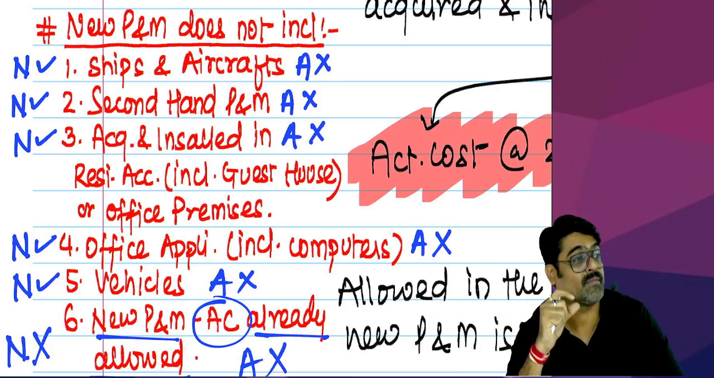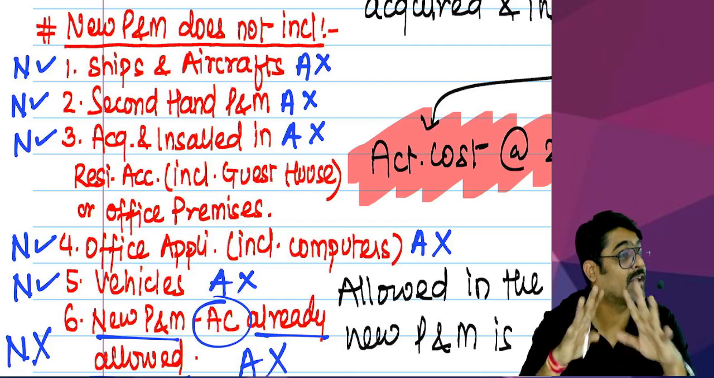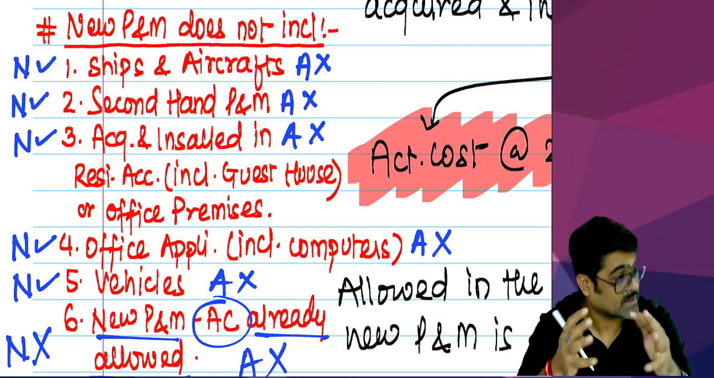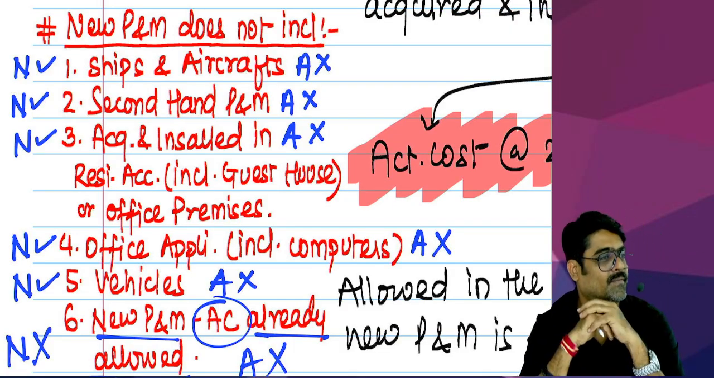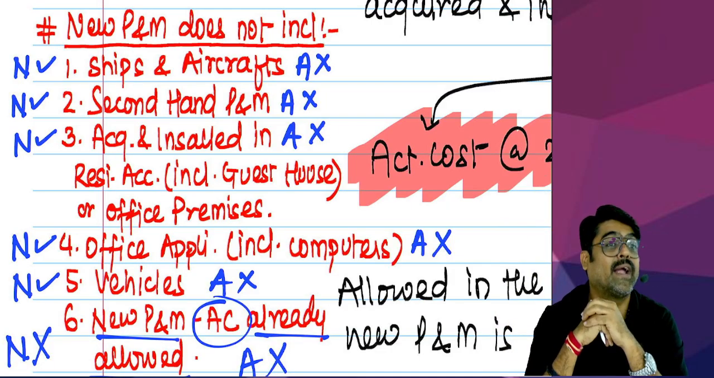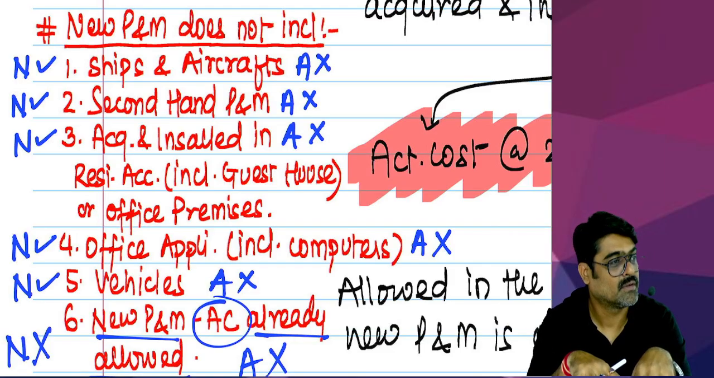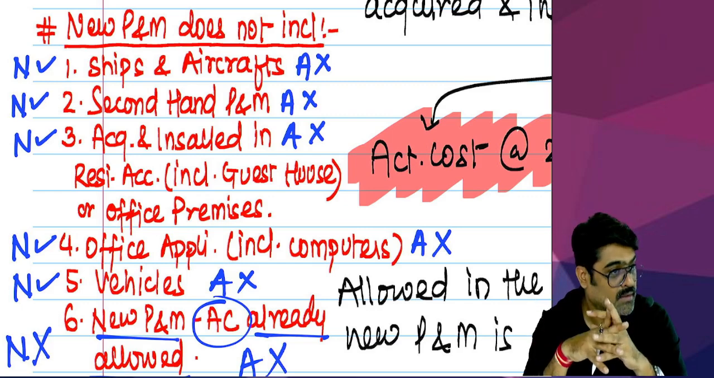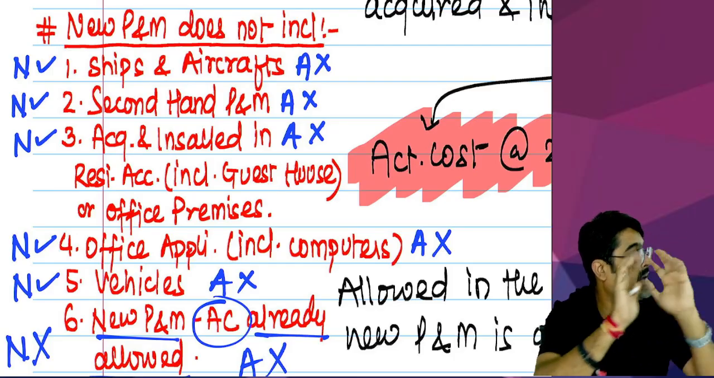Any plant and machinery, any asset you acquire for scientific research, then as per section 35, the entire capital expenditure, the entire cost of that asset is allowed under section 35 as a deduction. There is one section 35 AD. If you are doing a specified business, in that specified business, whatever assets you are using, the cost of that asset will be fully allowed as a deduction under section 35 AD.